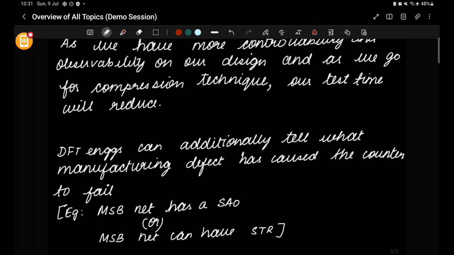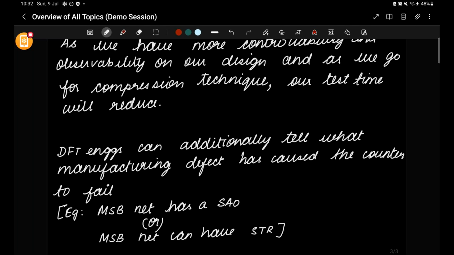So when the 1000th pulse had come, the MSB net had not risen to 1. It was still 0. That is why the counter can have a slow-to-rise fault. So what manufacturing defect has caused the counter to fail? That is additional information we DFT engineers can give, whereas a functional verification engineer can only tell that the counter is failing. But DFT engineers can tell that the counter is failing in fewer clock cycles, and can also tell what manufacturing defect has caused the failure. This is the only difference between the DFT engineer and the functional verification engineer.